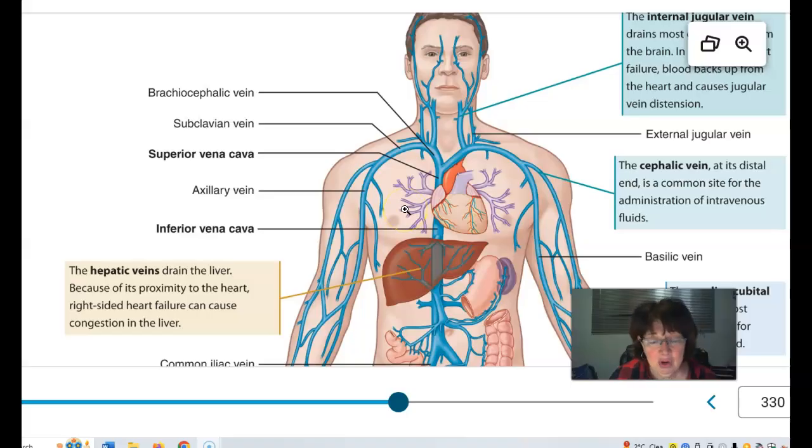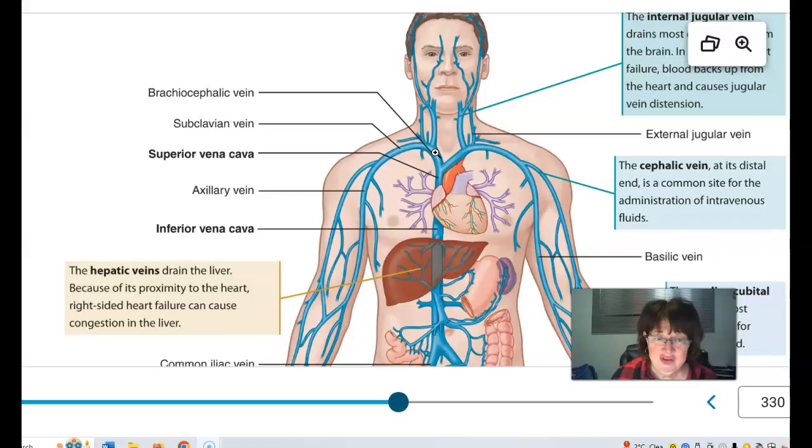Now, I want you to remember that veins collect blood from the body and go back to the heart, but it's easier for me to remember if I start from the heart and go out backwards. So if we look at the heart, there are two blood vessels that feed the right atrium, and that is the superior vena cava, and then below it is the inferior vena cava. The inferior vena cava goes down and collects blood from the body. Let's focus on the superior vena cava.